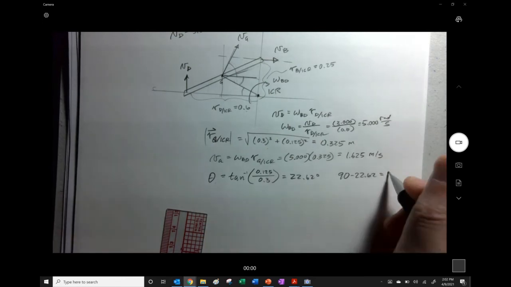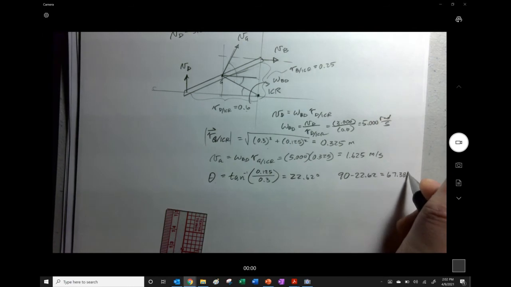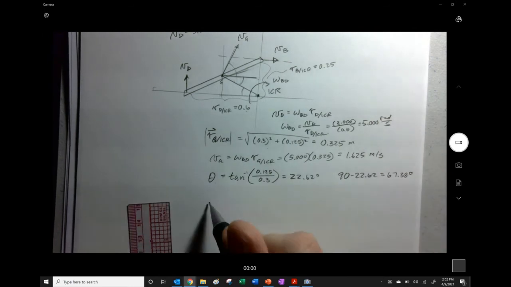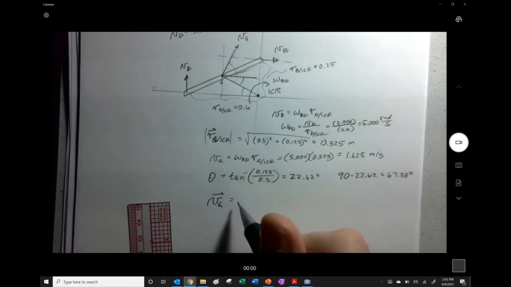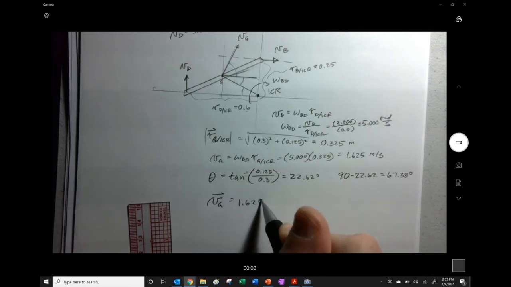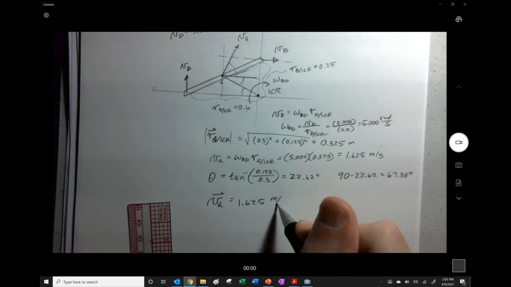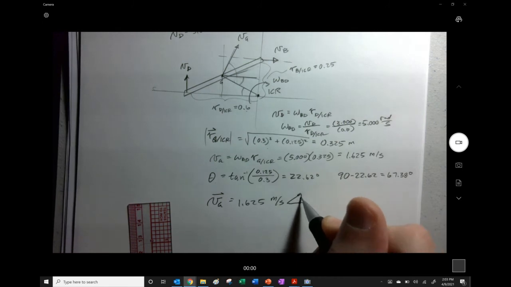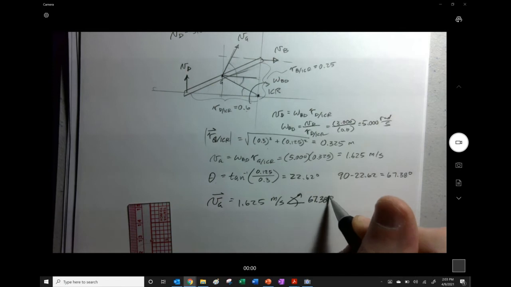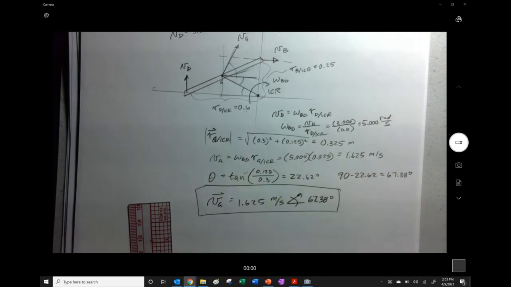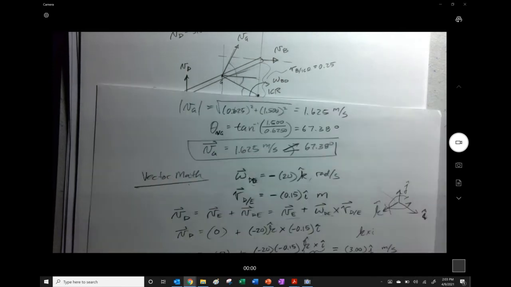Which is 67.38 degrees. So our answer is that VG is 1.625 meters per second, and the angle is 67.38 degrees, which is the same thing that we found from over here.